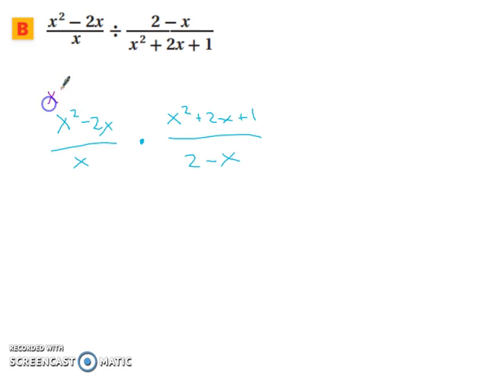For this one, we can factor out an x, leaving us with x minus 2. And then for this one, we would like to see if we have two numbers that multiply to give us 1, but when we add, they give us 2. Well, only one possibility for that. That would be a 1 and a 1.